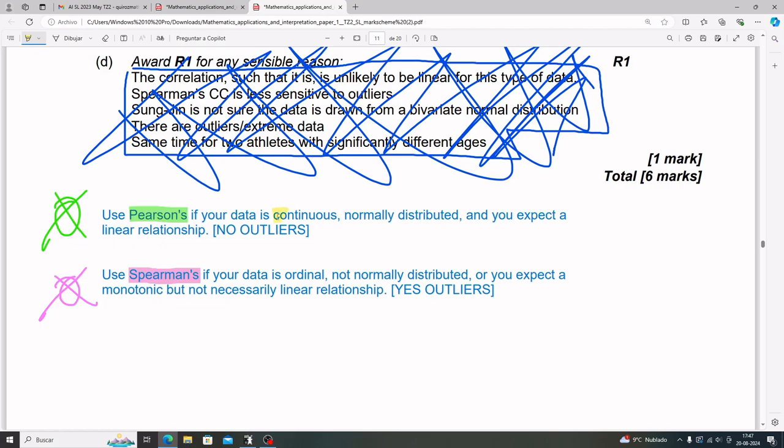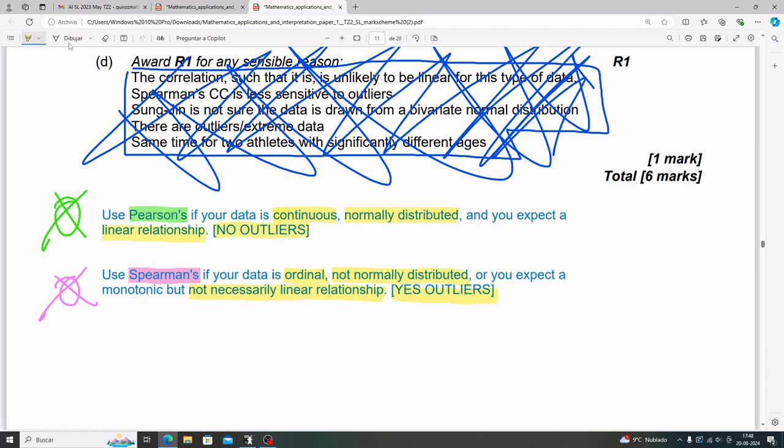Pearson's if your data is continuous. Spearman if your data is ordinal. So ordinal follows some sort of order. The other thing is that Pearson's is used if you have something that is normally distributed, Spearman's if it's not normally distributed. And another difference is Pearson's if you expect a linear relationship, Spearman's if you have something that's not necessarily a linear relationship. And the biggest thing that I suggest you should remember is that Pearson's has no outliers, while Spearman's can have outliers, okay?